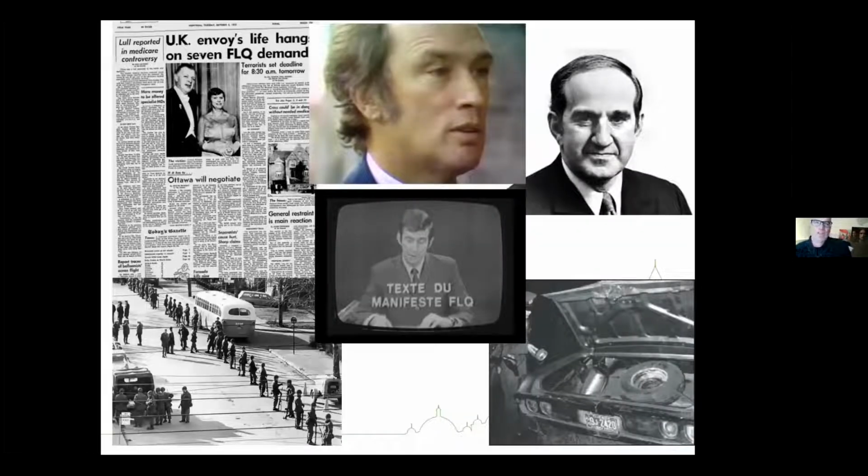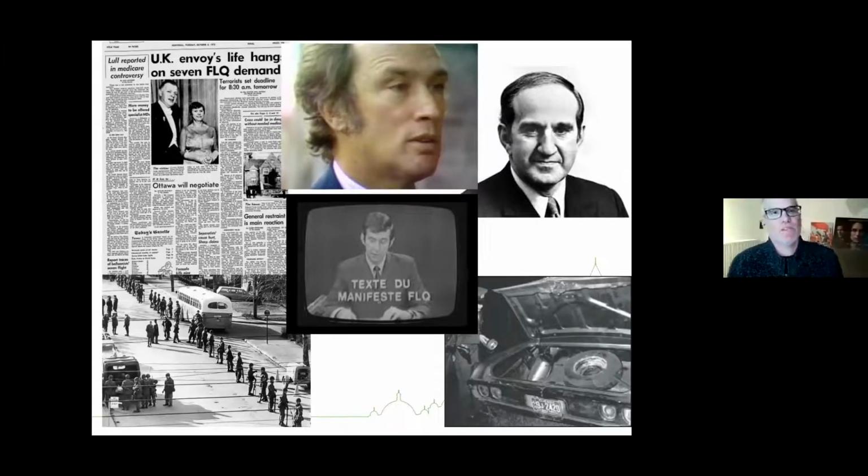I've got a timeline in a minute, but just some of the images that are associated with the October Crisis. Of course, the newspaper and media coverage about Cross's kidnapping. And again, because he was a British diplomat, it got a lot more attention than if it had been an event just connected to Canada. So there was obviously extensive interest in the British media, the BBC, and obviously with the government at the time and with the Foreign Office.